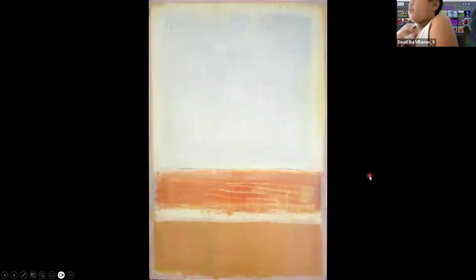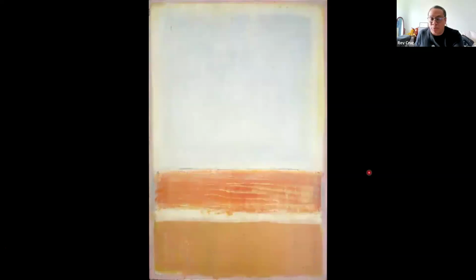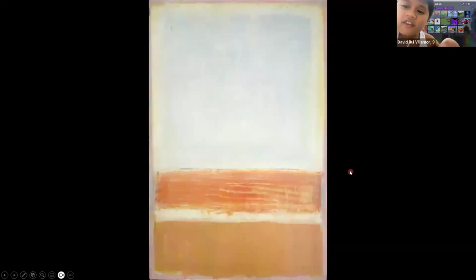What do you think about it? But these are never supposed to be some objects or places. These are just colors. He loves it when it reminds you of a certain memory or a certain emotion.